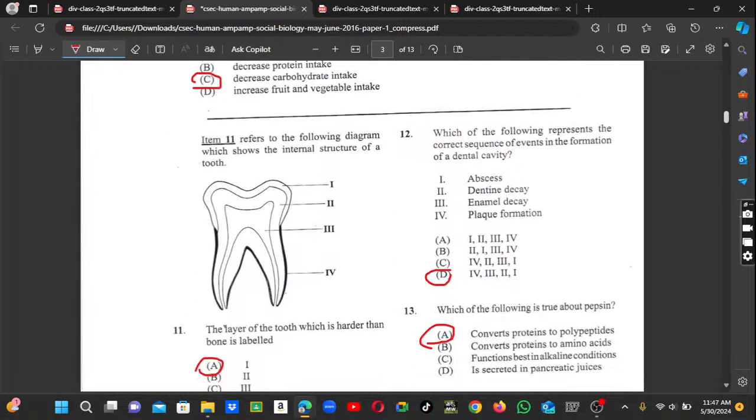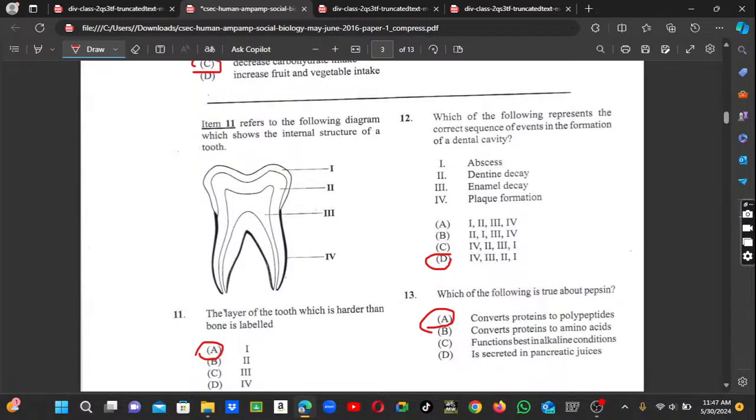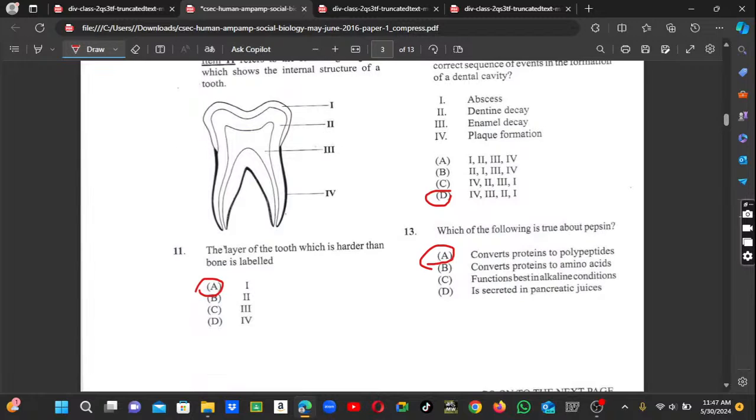All right, so number 11. Here it says this refers to the diagram which shows the internal structure of a tooth. So here, guys, we see the tooth has been labeled from 1 to 4. It says the layer of the tooth which is harder than the bone would be 1. All right, so we all need to know. They won't give the name, so you'd have the enamel, the dentine, and so forth. So the answer would be A, guys, for number 11.